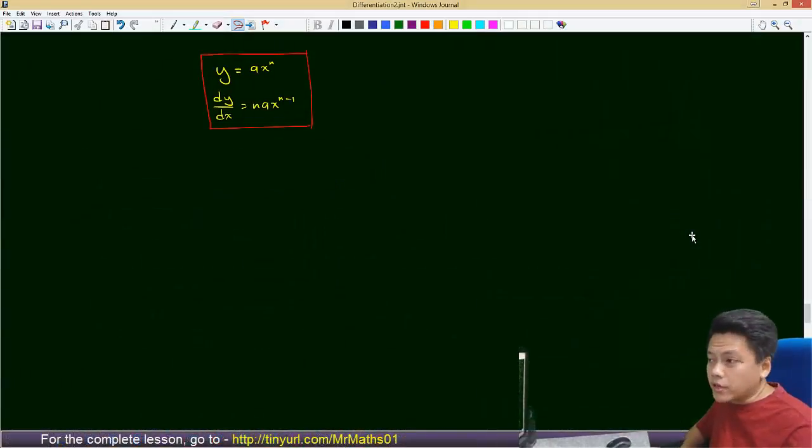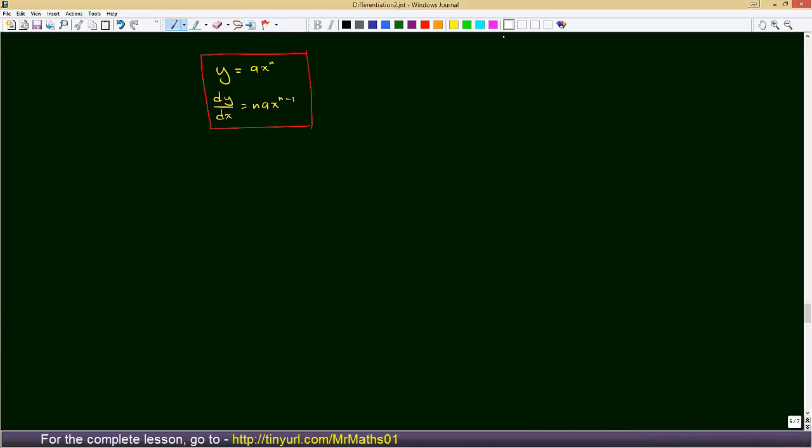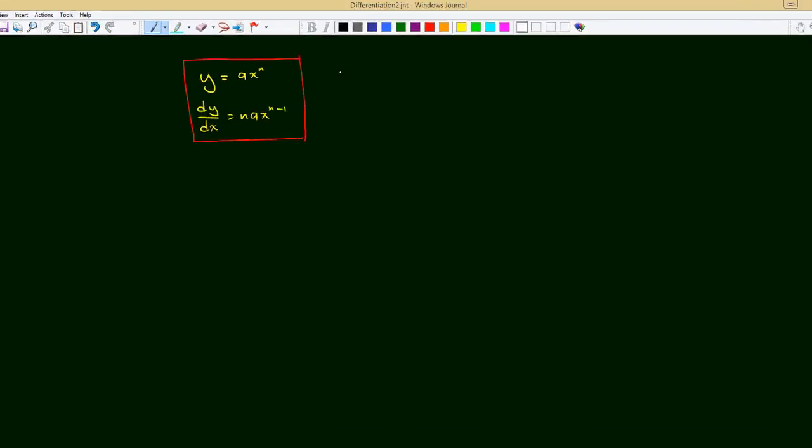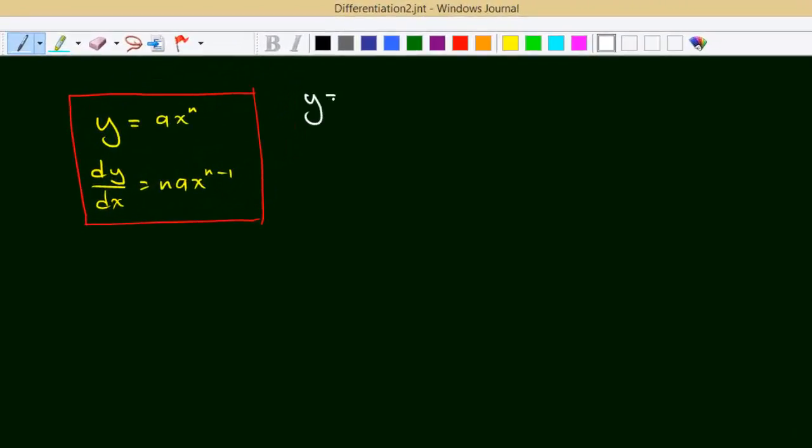In the previous video, we have learned about this special differentiation formula, and now we are going to learn how to apply the formula to real examination type problems. Let's pick up some simple examples. y equal to 4x cubed.